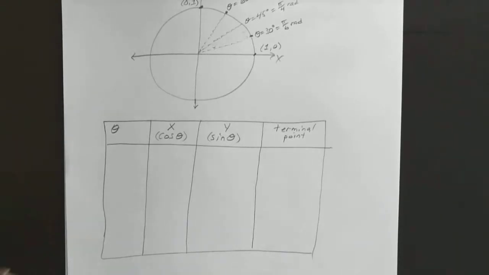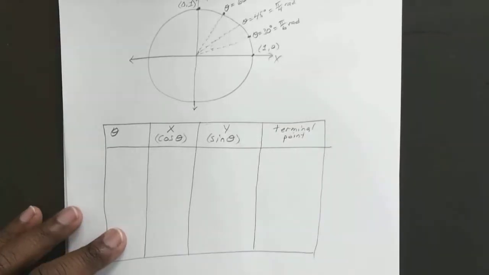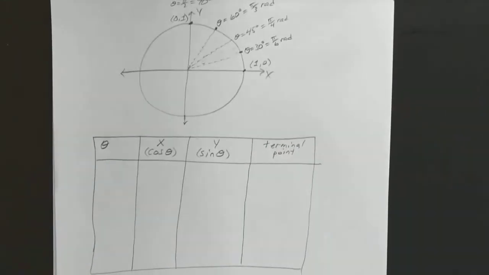Okay. So terminal point is really just a fancy way of saying if we swing theta so far, where will we end up on the circle? That's our terminal point.